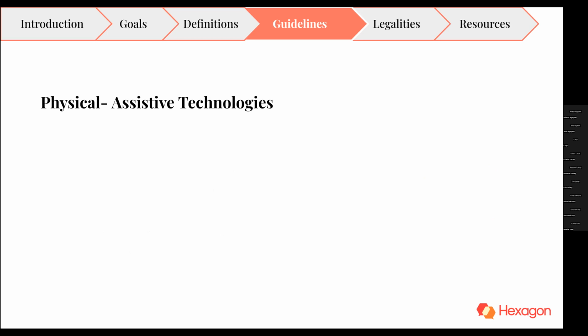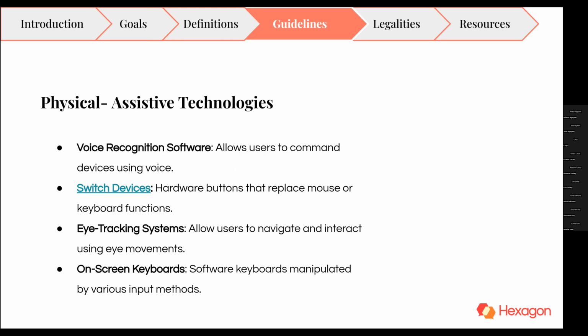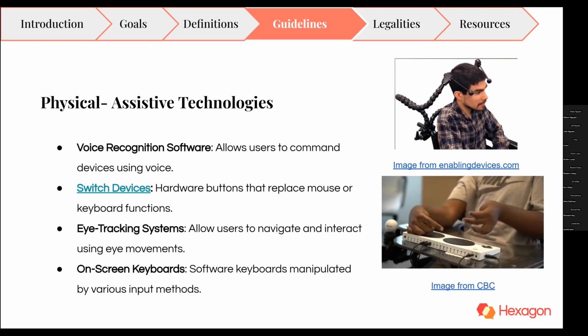And then we have physical disabilities. The assistive technologies also vary a lot. It depends on the physical disability. We have voice recognition software, Alexa, for example, or Siri. Switch devices, they might look very different. They're buttons that replace the mouse and keyboards. Eye tracking systems, which are now used even in social media to track our engagement, what we are looking at on the screen, and then on-screen keyboards.